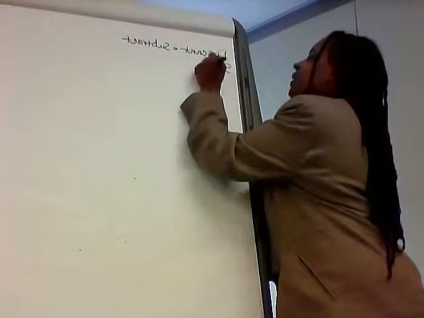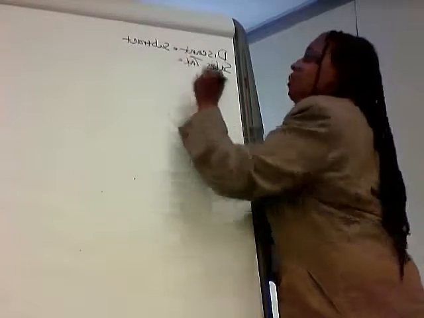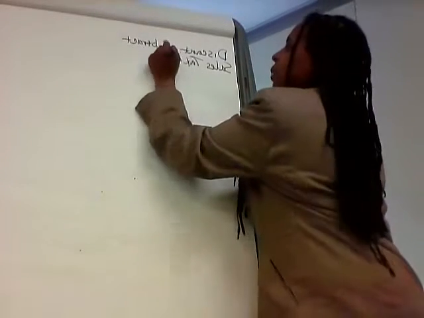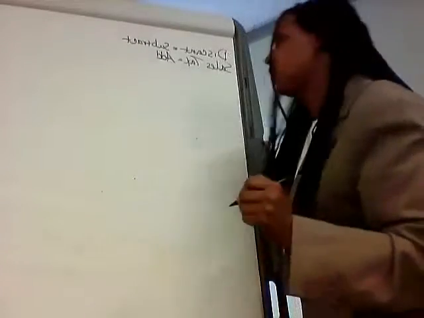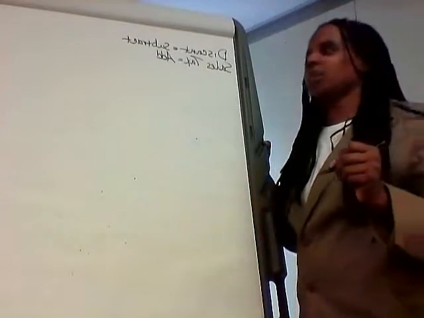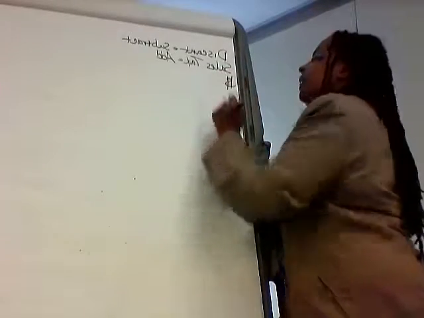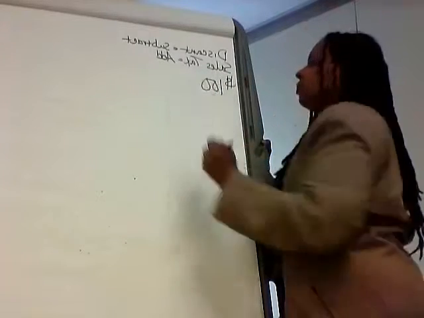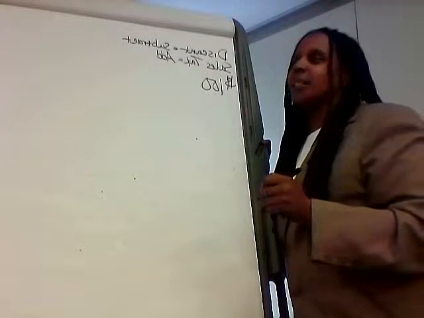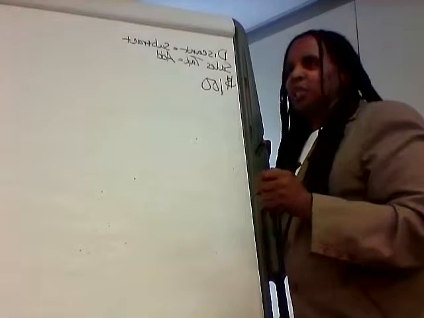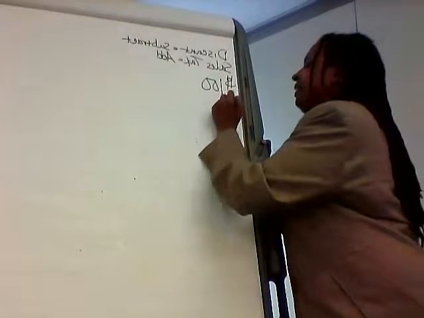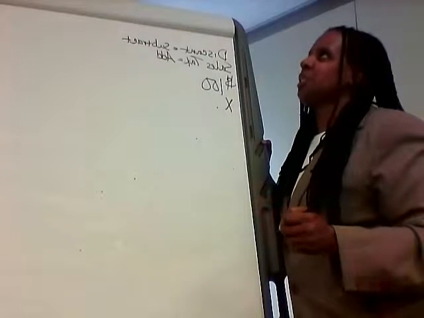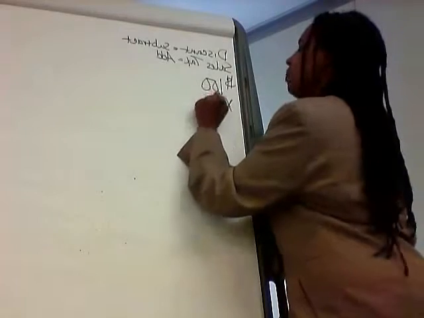Now, if it's sales tax, that means you're coming up on some extra and you're going to have to pay more. Okay, add. So let's say we're going to start with something easy. We're buying a bundle of hair and it's $100. And they're having a 25% off sale.